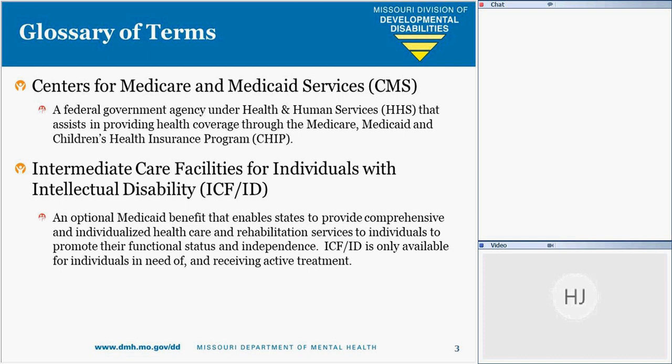Intermediate care facilities for individuals with intellectual disability are also known as ICFID. These are Medicaid benefits that enable states to provide comprehensive and individualized health care and rehabilitation services to individuals to promote their functional status and independence. They're only available to individuals in need of and receiving active treatment. This is basically our Division of Developmental Disabilities institutional facility settings, and we refer to these as ICFIDs.